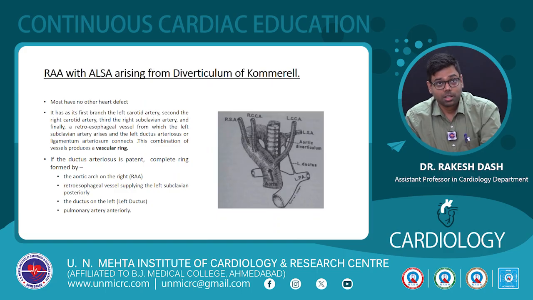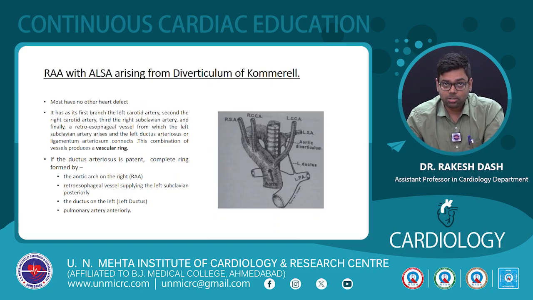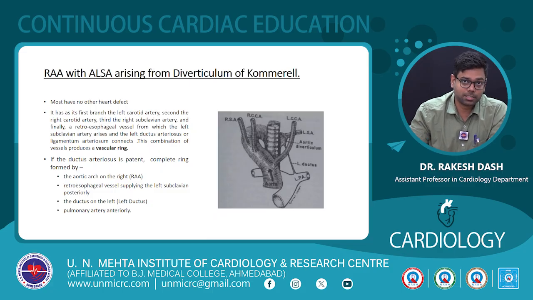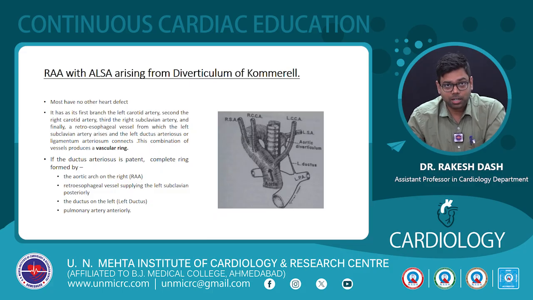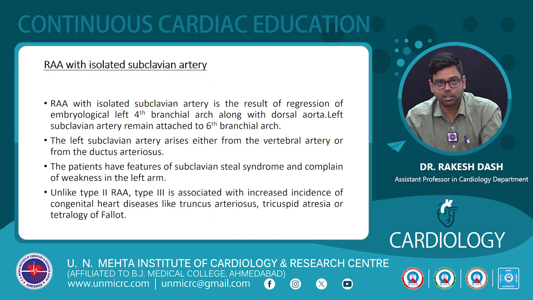This is the same: the right aortic arch with aberrant left subclavian artery arising from the diverticulum of Kommerell. Here, the complete ring is formed by the aortic arch on the right side, the retroesophageal vessel supplying the left subclavian artery posteriorly, the ductus on the left side, and the pulmonary artery anteriorly. So, here also ductus division is required.